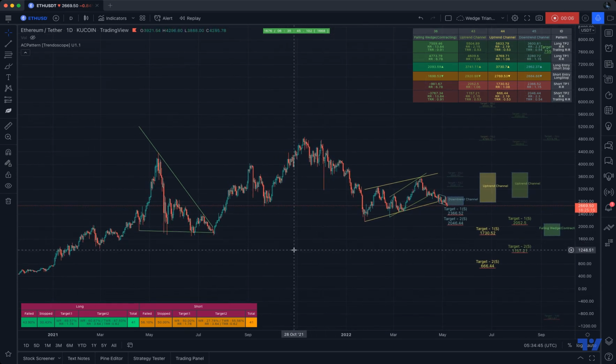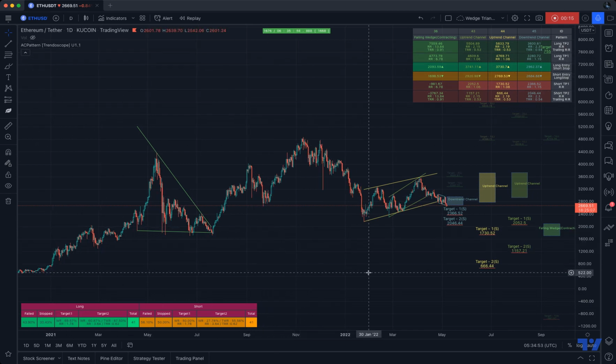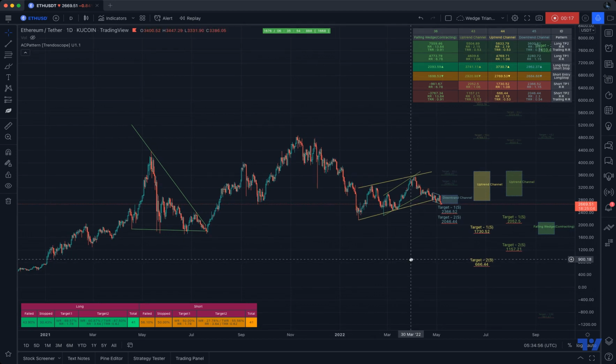I'm making this video to give a brief explanation on my new indicator, which is Auto Shot Patterns Ultimate. In this video, we'll go through the components of this indicator and also we'll try to see how we can make use of this indicator to identify trading opportunities.